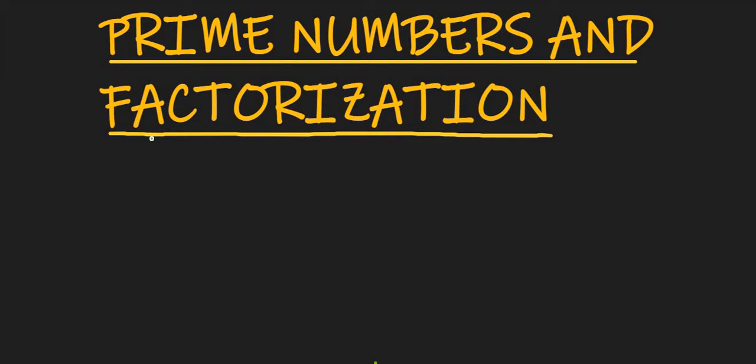In this video, I'm going to talk about prime numbers and factorization. Now, what are prime numbers? Prime numbers are numbers that can be divided only by that number and 1. Those are known as prime numbers.